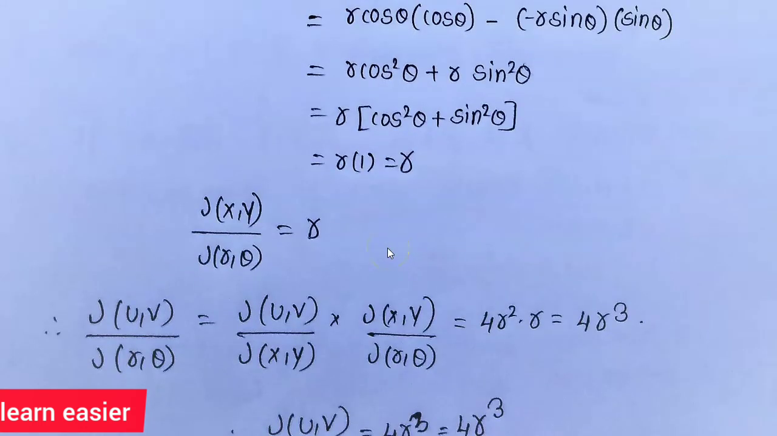By using property 2, which is based on the chain rule, we have found that dou of u comma v by dou of r comma theta is based on first finding dou of u comma v by dou of x comma y, which is the determinant of dou u by dou x and dou u by dou y, and dou v by dou x and dou v by dou y, into this Jacobian, dou of x comma y by dou of r comma theta, which is the determinant of dou x by dou r and dou x by dou theta, and dou y by dou r and dou y by dou theta. So finally, after multiplying these two Jacobians, we got 4r cube.